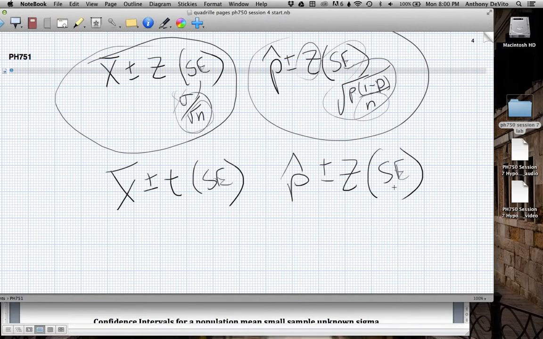Has to be bigger than 15 in each group, right? It's 15 yeses and successes, 15 failures. So all the people in the group adds up to 30. You're always going to have a sample size over 30 when you do a proportion. So you're always going to use the z-score when you're calculating a confidence interval for a proportion.